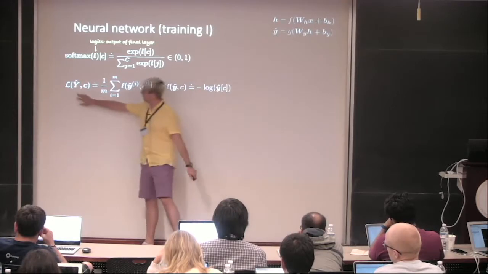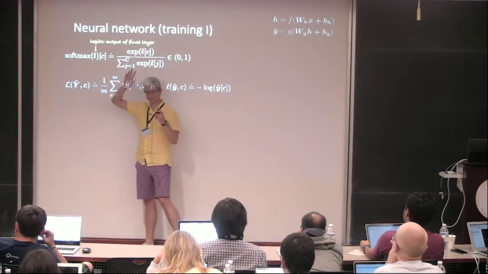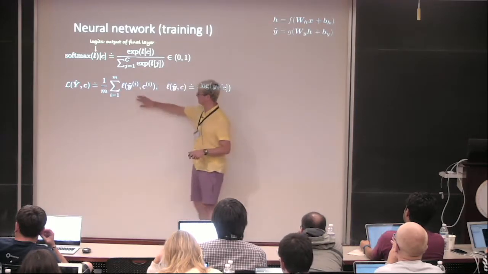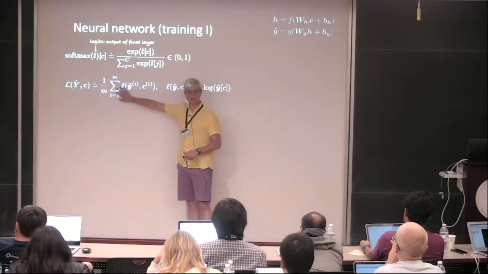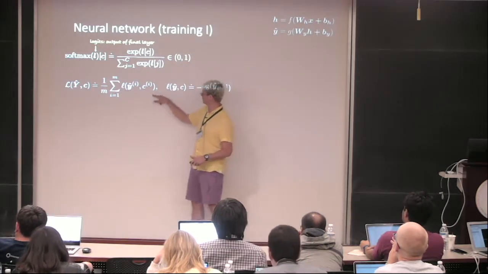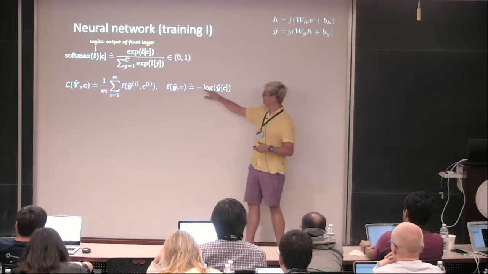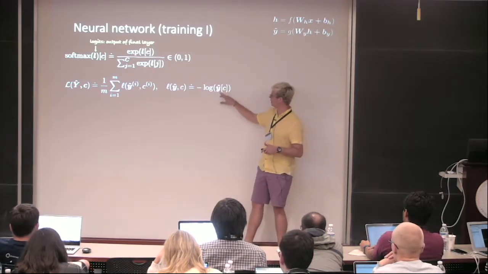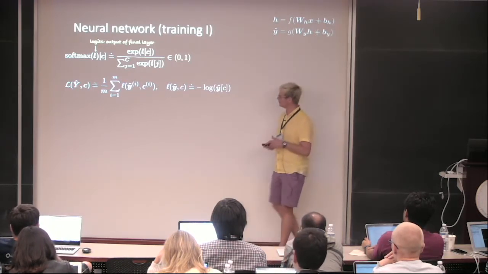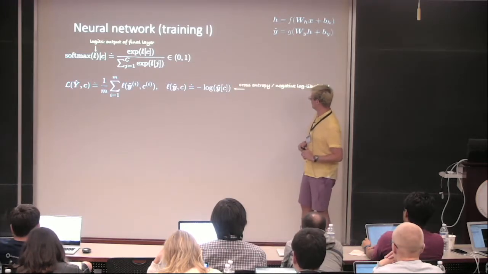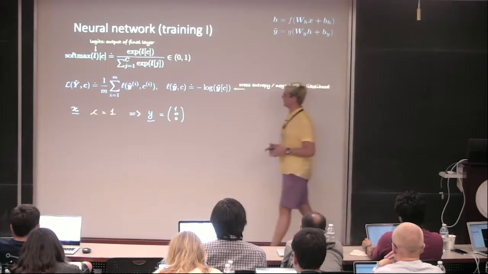So I have here my loss function, capital L, defined on the whole capital Y, which is the whole set of labels. It's just the average of those per sample losses. And my per sample loss is simply the minus log of the correct class in my prediction. What does it mean? Let's see an example. This is also called cross entropy or negative log likelihood.